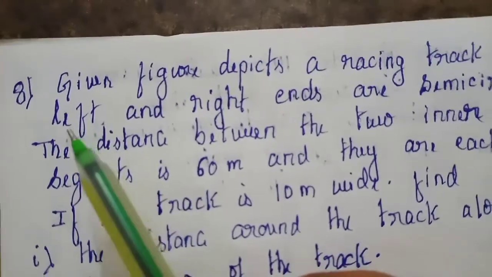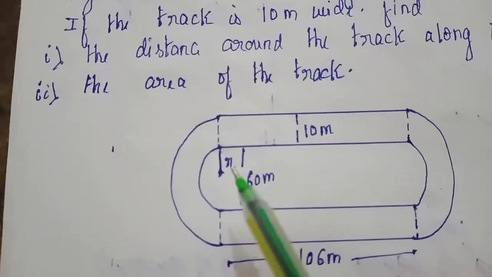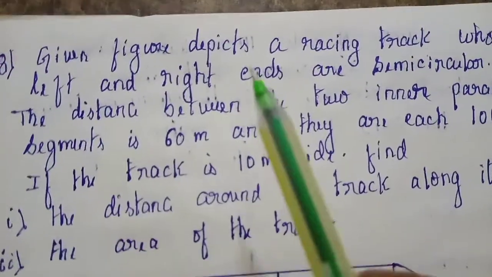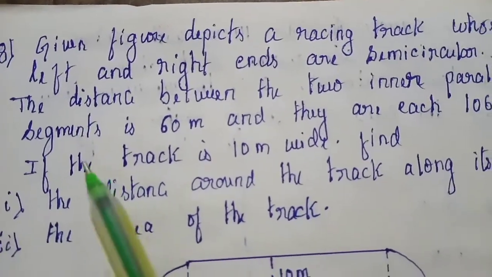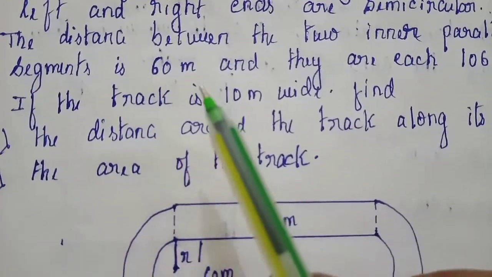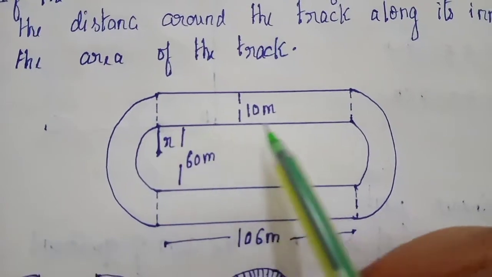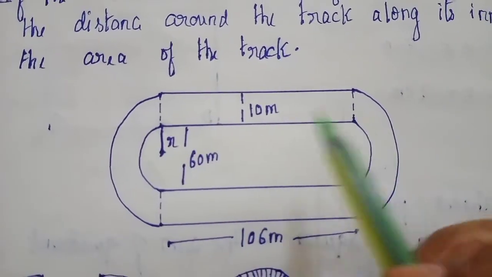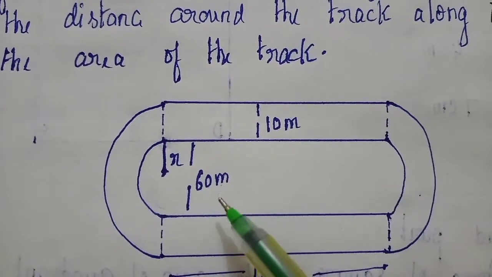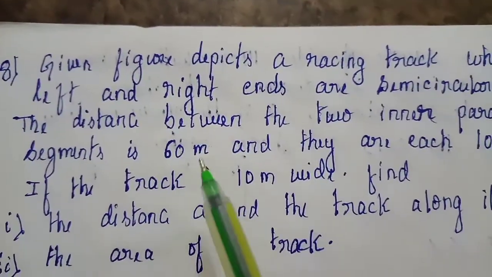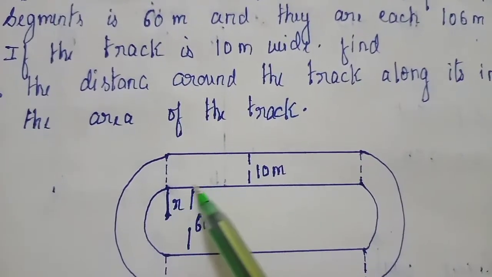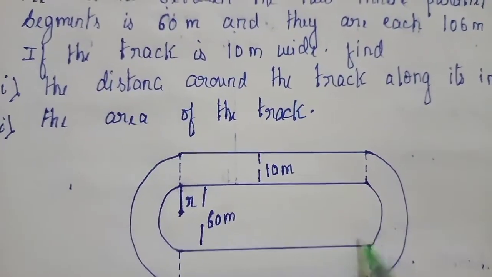Now let us start the 8th question. So given diagram, you can observe this is the diagram. The given figure depicts a racing track whose left and right ends are semicircles. The distance between the 2 inner parallel line segments is 60 meter. Means what? So you can see these two are the line segments, the inner parallel line segments. So given the distance between inner parallel line segments is 60 meter. And also given, they are each 106 meter long. Means this line segment's length is 106 meter.